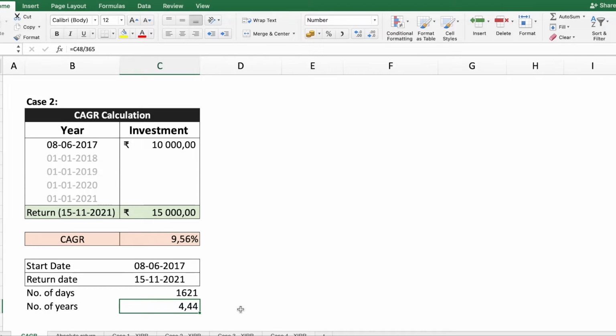It will be very hard to calculate on paper, right? So it becomes very easy here. Now it's easy to calculate CAGR, right? So let's calculate it again.